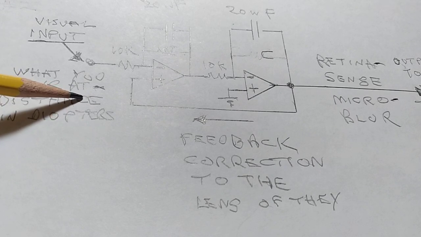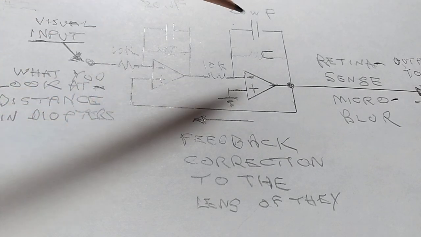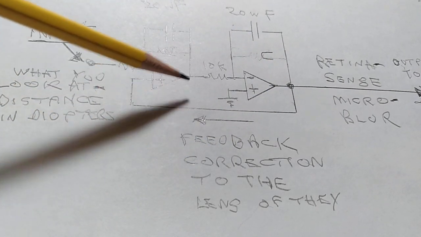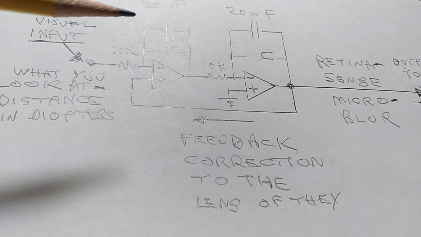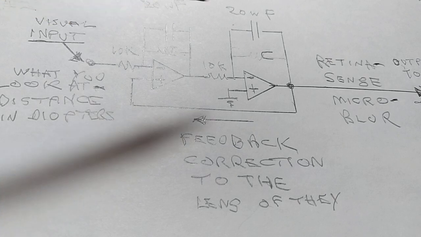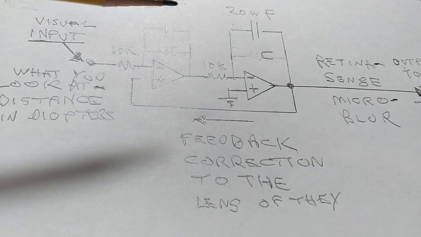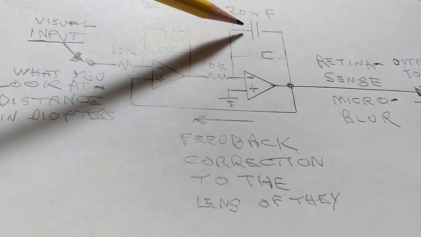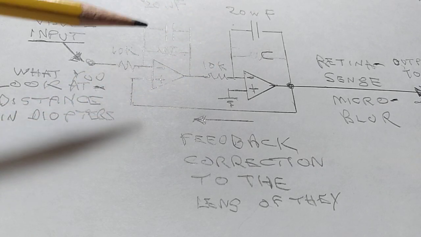You're looking in the distance. That changes the power of the lens to 0 diopters by feedback from the retina. It's a highly sophisticated system. It has a time constant of about 3/4 of a second. I scale these capacitors accordingly.